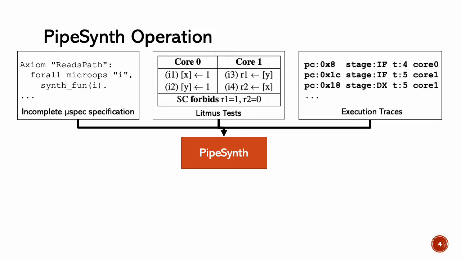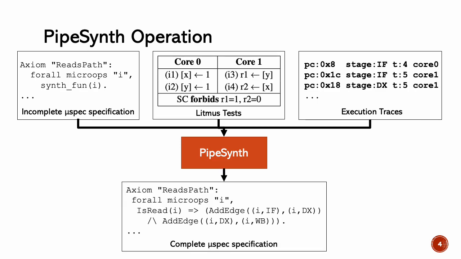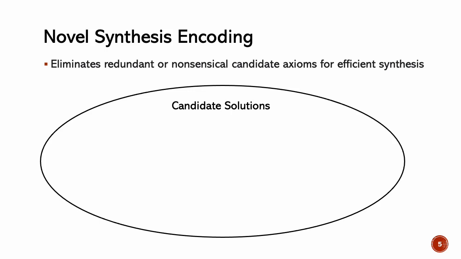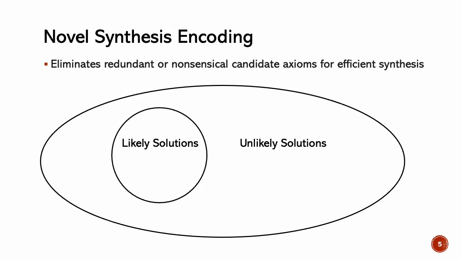execution traces describing forbidden and allowed outcomes. PipeSynth then automatically synthesizes additional MuSpec axioms to complete the MuSpec model, such that it allows and forbids the outcomes specified by the execution traces and litmus tests. To make MuSpec synthesis feasible, we develop a novel synthesis encoding, which eliminates many redundant and nonsensical possibilities from being considered by a synthesis solver.